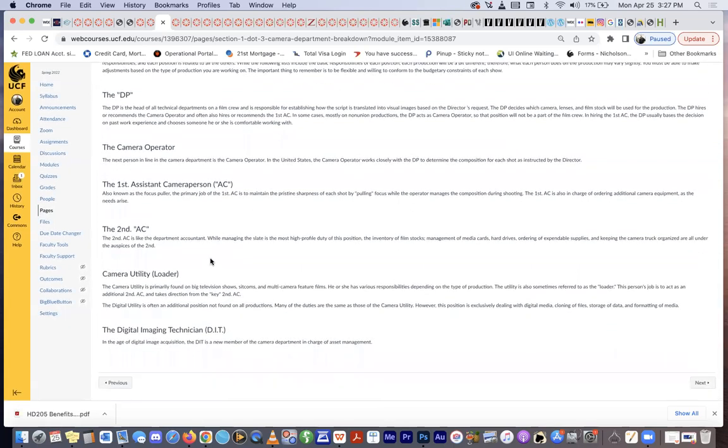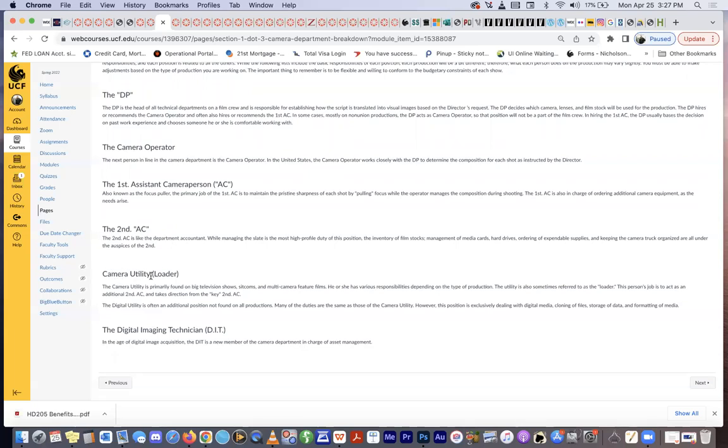If a production is fortunate enough to have a utility person, that person may be described as a loader on a film shoot or as a digital asset manager on a digital film shoot. This individual is in support of the second AC. If the second AC has to bump up to a B camera focus puller for a particular shot, the camera utility person then steps up and assumes the responsibilities of the second AC.